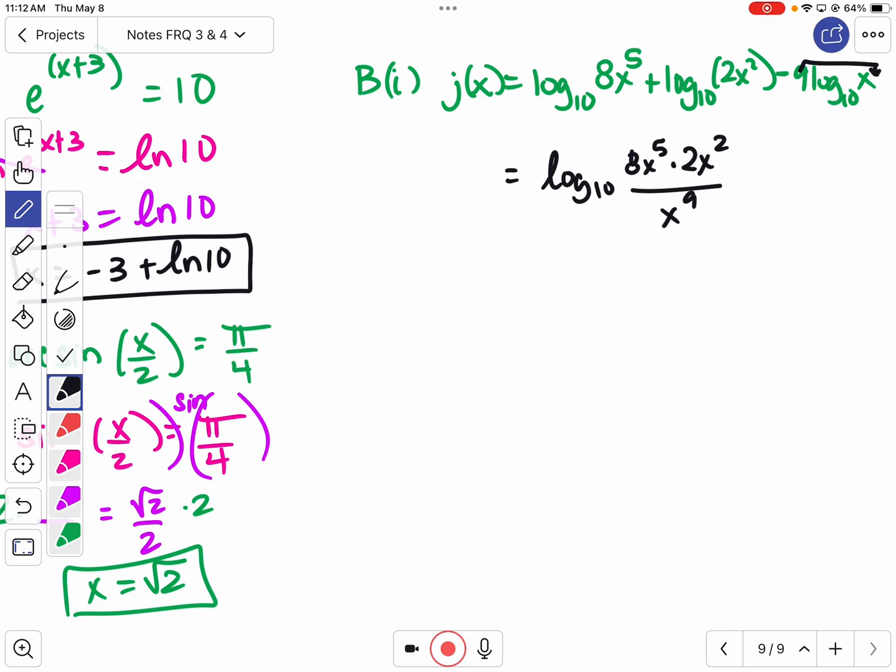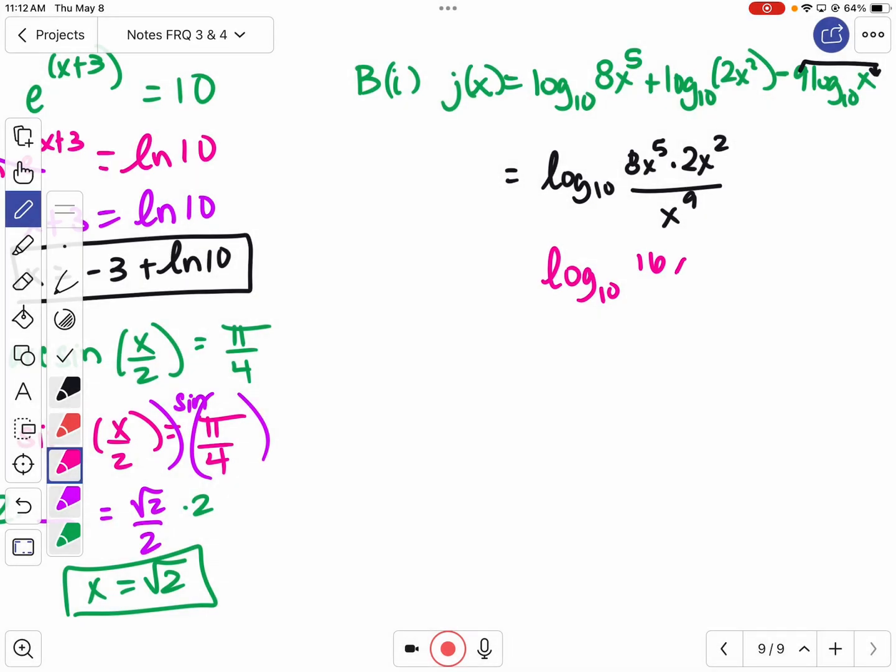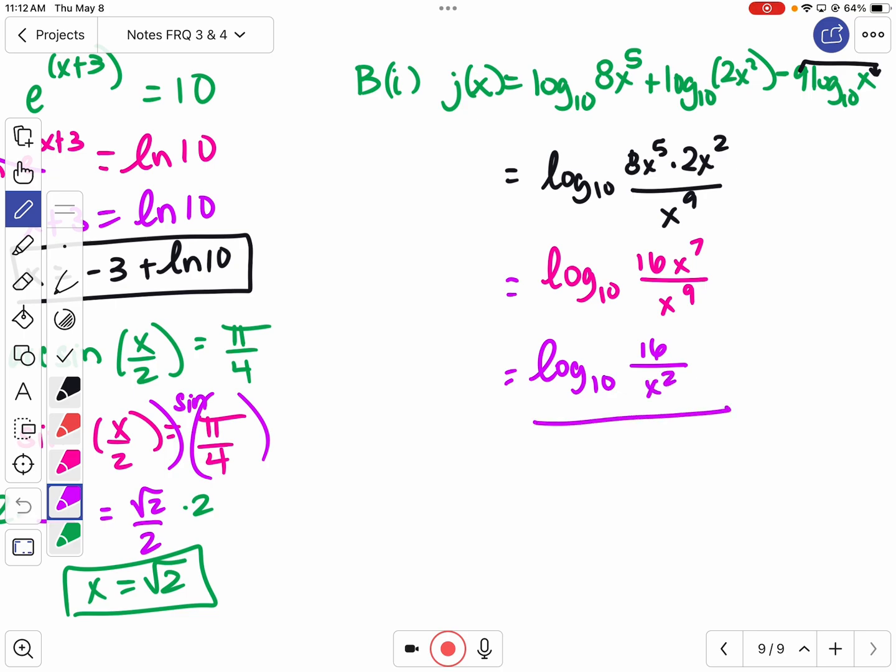We've got to get it to a single log, so let's simplify. On the top, that's going to give me 16 x to the 7th over x to the 9th. Let's simplify those powers. I'm going to keep the 16. Remember, when you're dividing, you subtract exponents, but put your answer where the big one is. So what's 9 minus 7? 2. So we can put the x squared on the bottom. That would be my final answer.